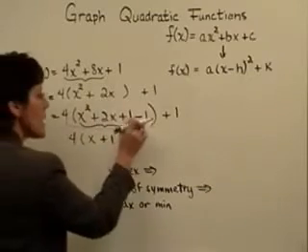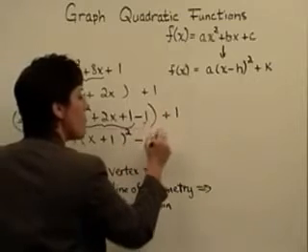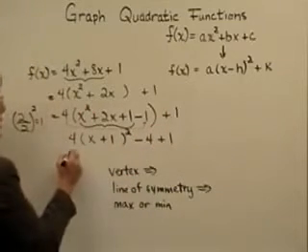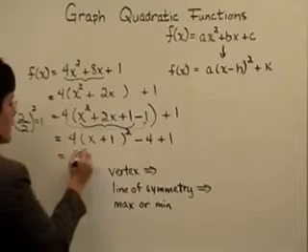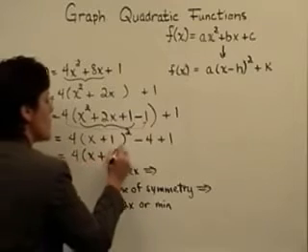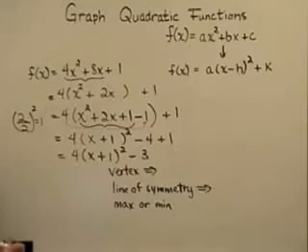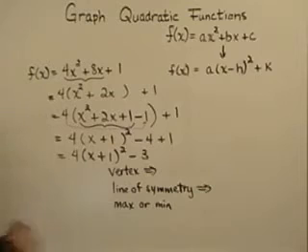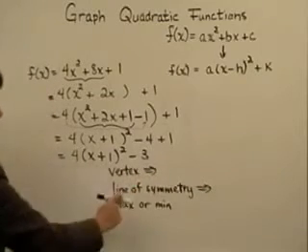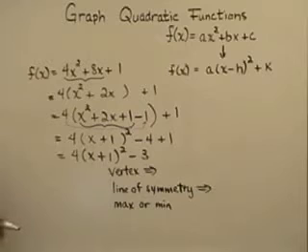But 4 times this negative 1 is a negative 4, plus that 1 right there will leave me with, finally, I'm completed here: 4 times (x plus 1) quantity squared, a negative 4 and a positive 1 is a minus 3. That's the equation I'm going to work with. Let me get this out of the way in order to state my vertex, my line of symmetry, and my maximum or my minimum.